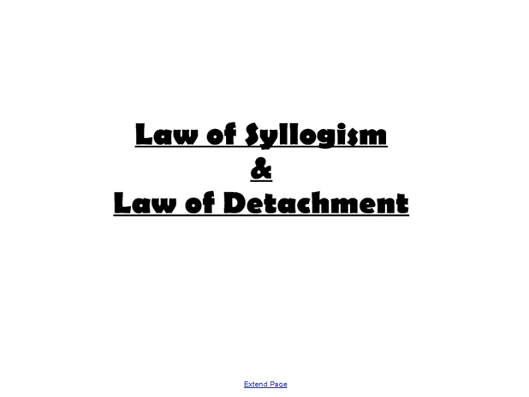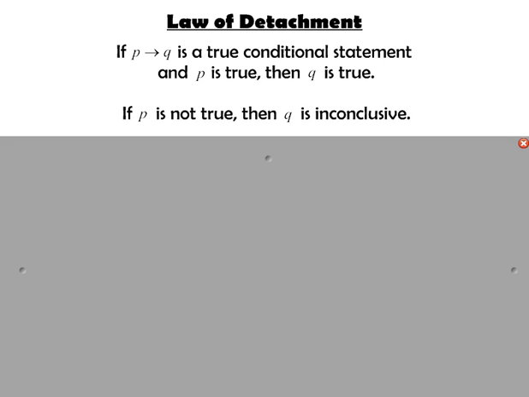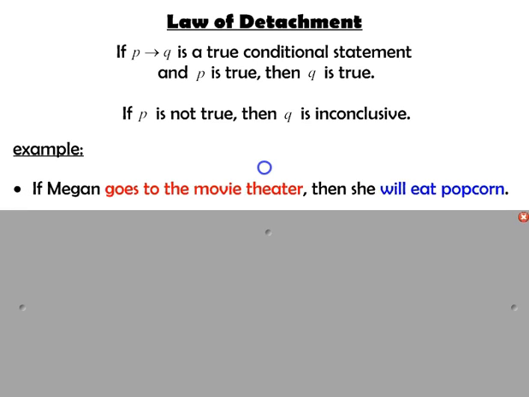Law of syllogism and law of detachment. The law of detachment states that if P then Q is a true conditional statement and P is true, then Q is also true. But if P is not true, then Q is inconclusive. Let's take a look at an example.